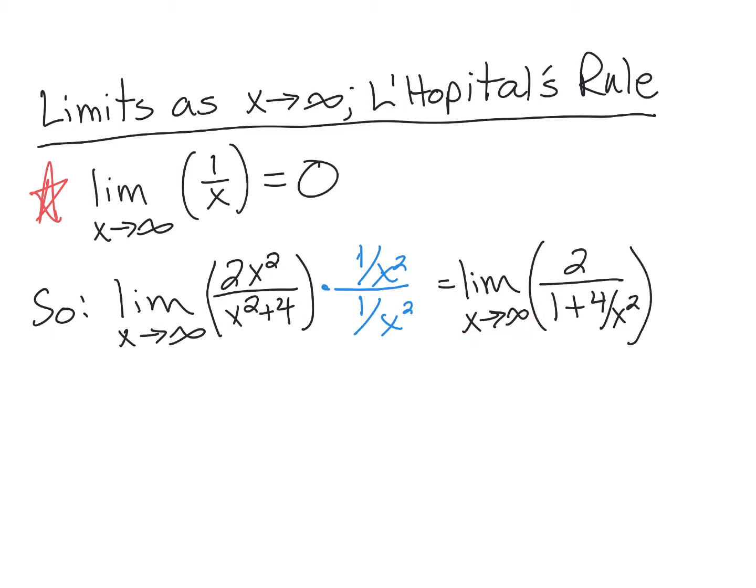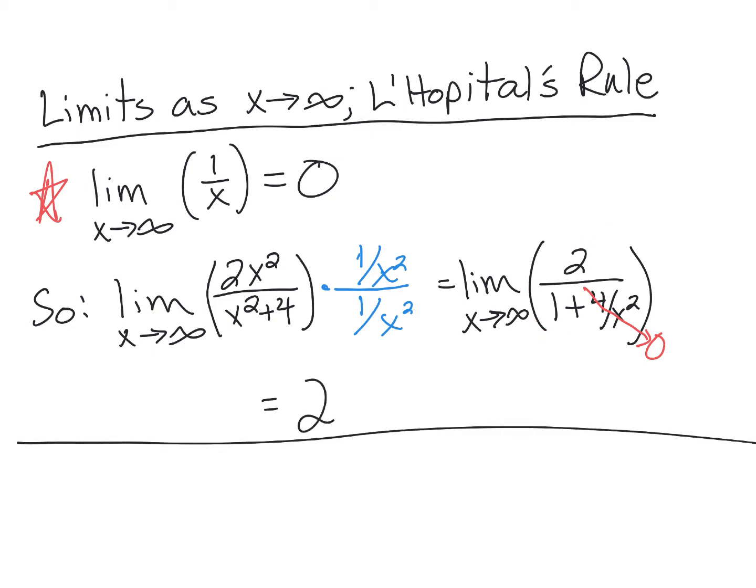Now when I take this limit, anything that has an x in the denominator with a constant in the numerator will go to 0. In this case, I'm left with 2 over 1. All right, so it's all about the powers of x on the top and the bottom. Limit as x goes to infinity.